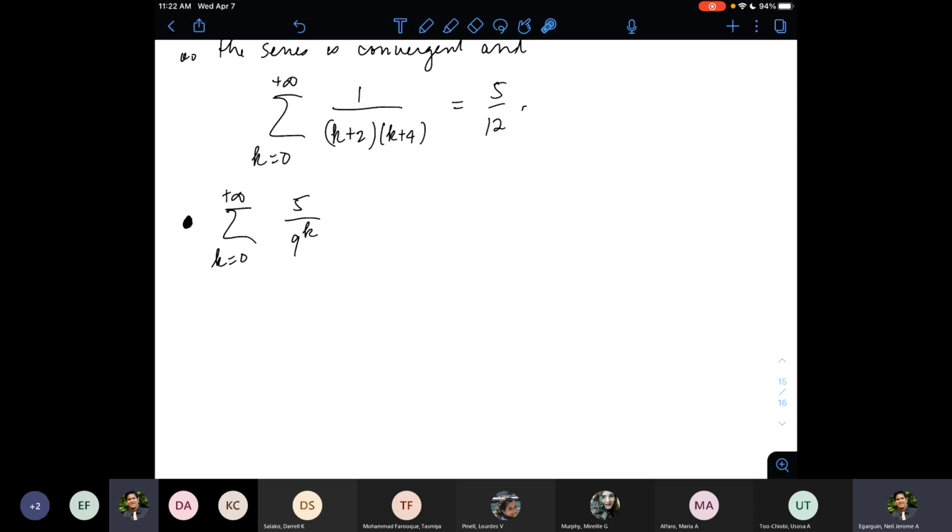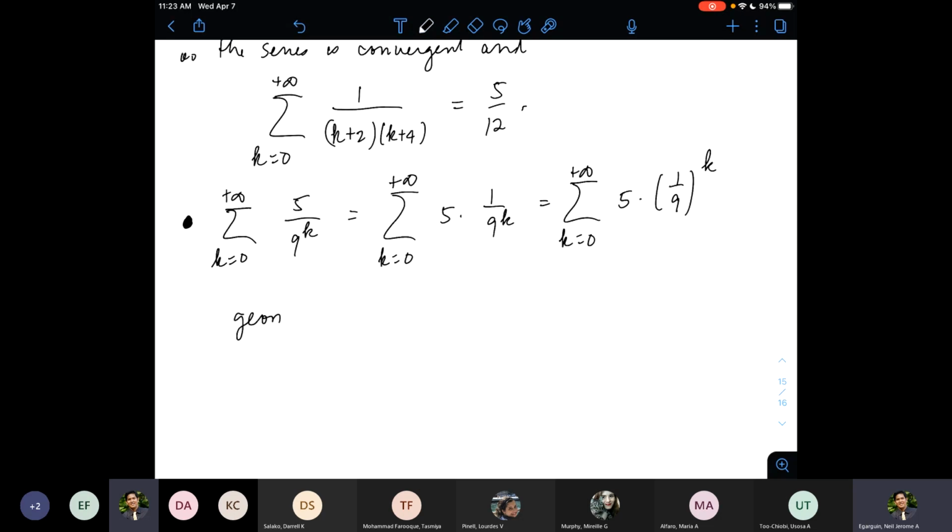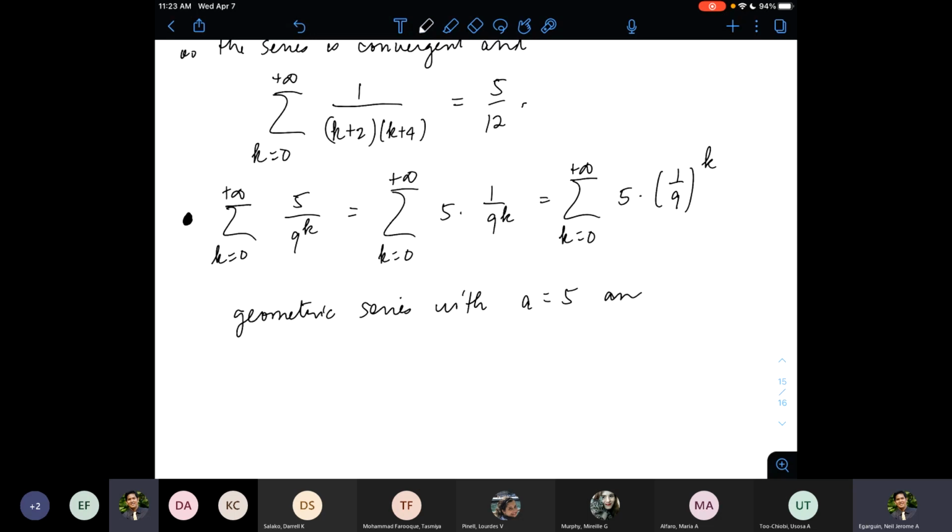Okay, so going back to Michael's question, you can write it as the sum of 5 times 1 over 9 to the k, k goes from 0 to infinity, right? Though this doesn't look like a geometric series, but playing a bit with laws of exponents will let us see that this is just 1 over 9 to the power k. So here it's a geometric series with a equals 5 and r is 1 over 9 with the magnitude of r less than 1, right?